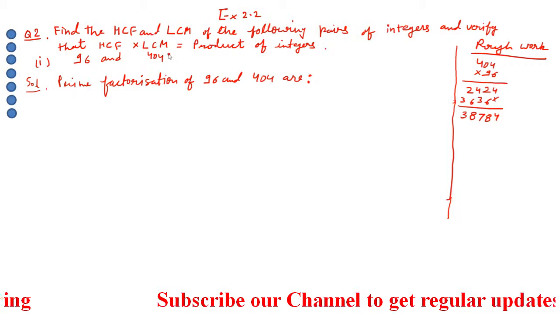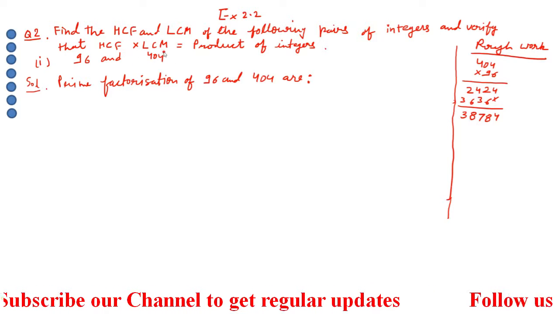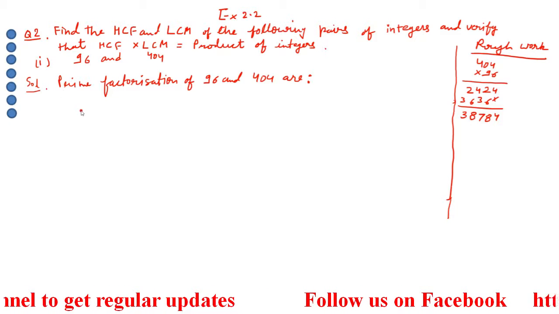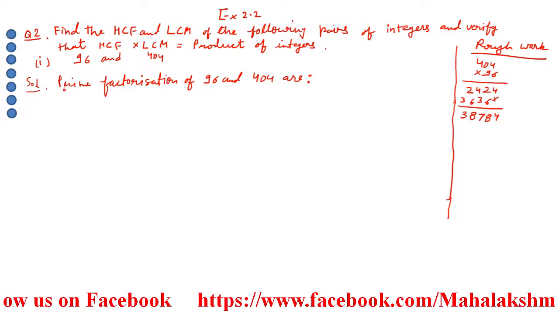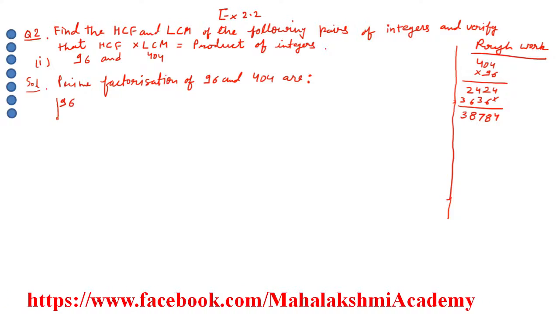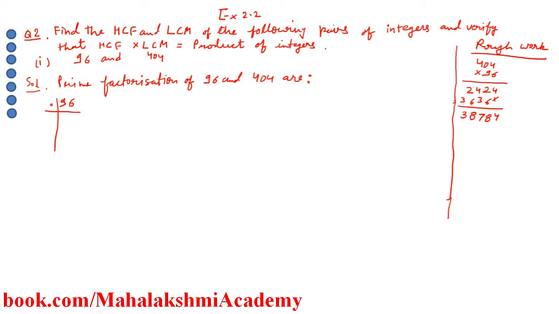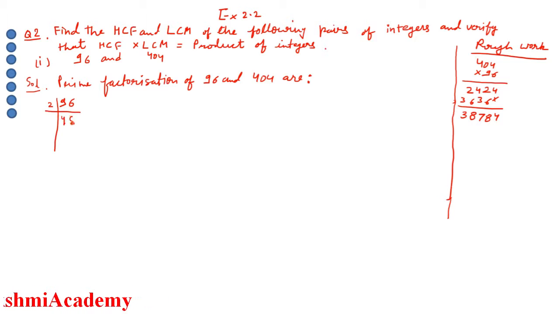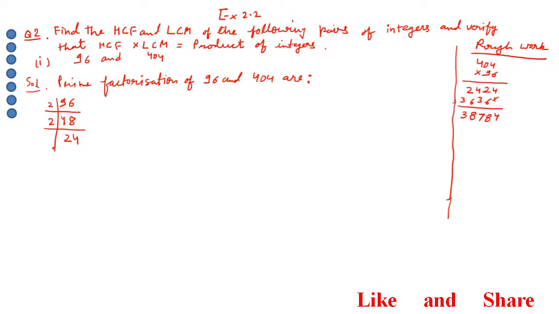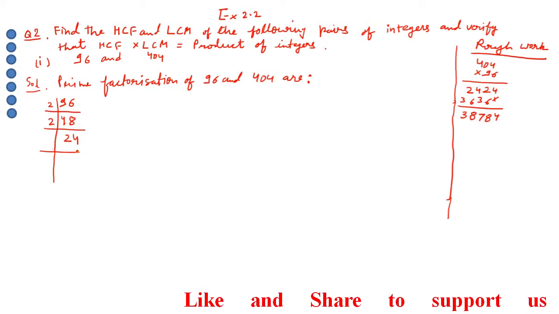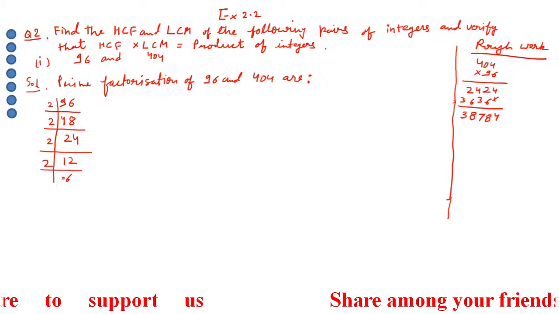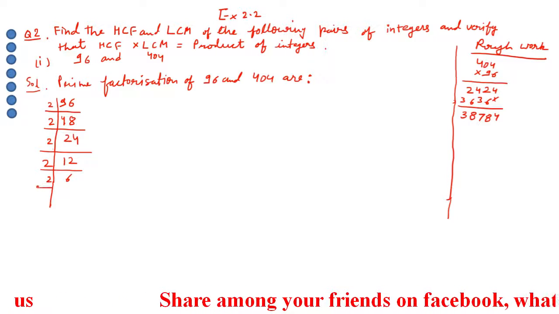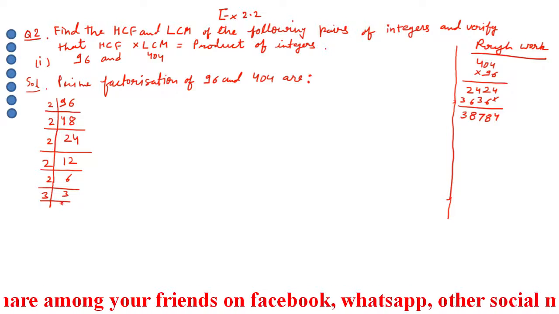So first, we have to find the HCF and LCM, and that we are going to find by the prime factorization method. So I am writing here 96. I am going to factorize it. So 96, by 2 I am just dividing. 2 48s are 96, then 2 24s are 48, then 2 12s, 2 6s are 12, 2 3s are 6, then 3 1s are 3.